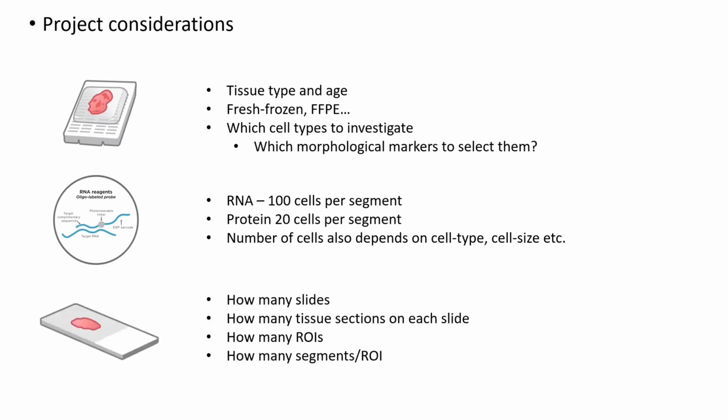Finally, money is always an issue. So you need to find out how many slides you want. The most expensive part of this experiment is actually the probes or the profiling reagents, and they have a price per slide, so you need to figure out how many tissue sections you can actually put into one slide. I'll show you examples just after this slide. You also need to figure out how many ROIs you want to select, and how many segments per ROI you want as well.